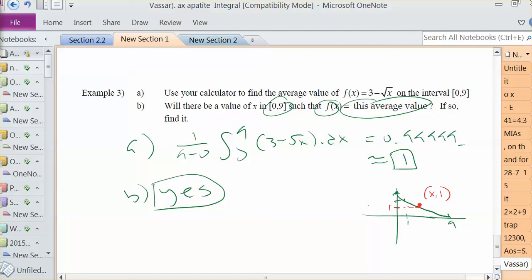So simply set 1 equal to our curve, right? Move things around a little bit. Root x equals 2, so x equals 4. So it happens at x equals 4. I just simply set our average value, which is 1, to f of x, which is 3 minus root x. So there's really no calculus there, just simple algebra. And of course, that is where the average value happens, at x equals 4.